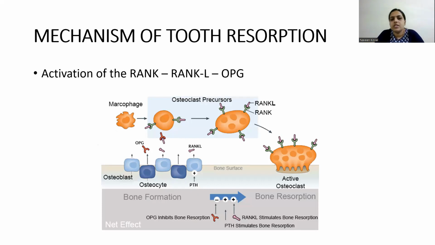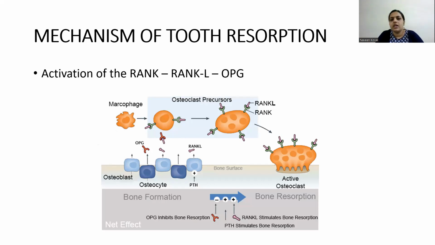And OPG. OPG is considered as the opposite of the resorptive process. OPG stands for osteoprotegerin, and this is against the resorptive process. So what happens is RANK, the green one, has a receptor, and this receptor will be bound by RANKL. When RANK binds with RANKL, resorption will occur.